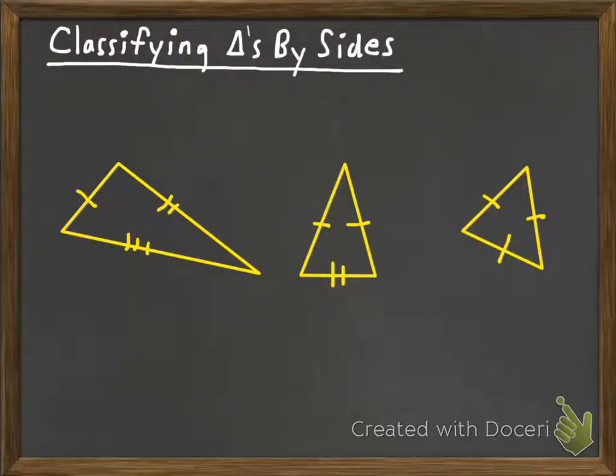Two different groupings. You can classify a triangle based on how long its sides are in relation to one another, and you can classify a triangle based on what the angle measures contained in the triangle are. We're looking right now at classifying triangles by sides. And so what I need you to notice here are the differences between these three triangles, and look at the markings that I've made here.